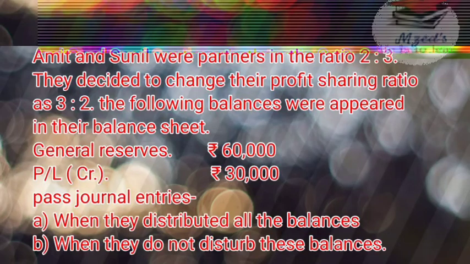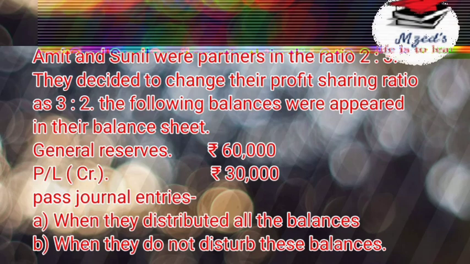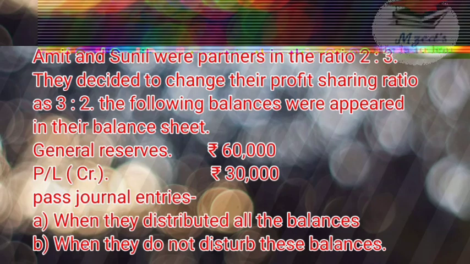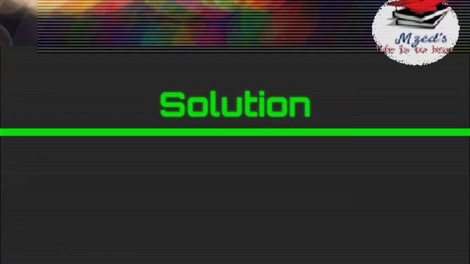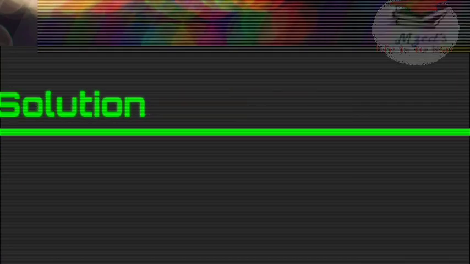Amit and Sunil were partners in the ratio 2:3. They decided to change their profit sharing ratio as 3:2. The following balances appeared in their balance sheet: general reserve 60,000, P&L 30,000. Pass journal entries in both cases, when they distribute and when they do not want to distribute. So solution of this illustration will be done in this way.